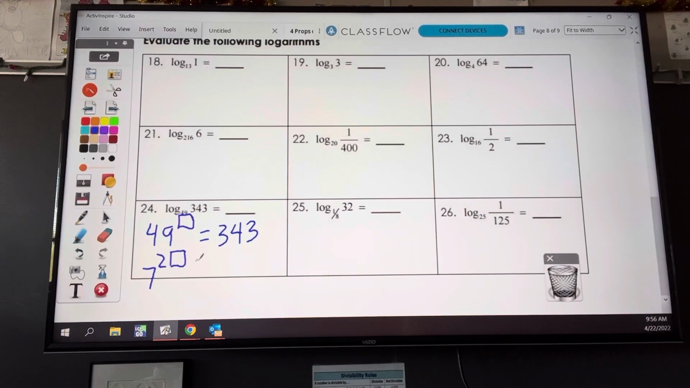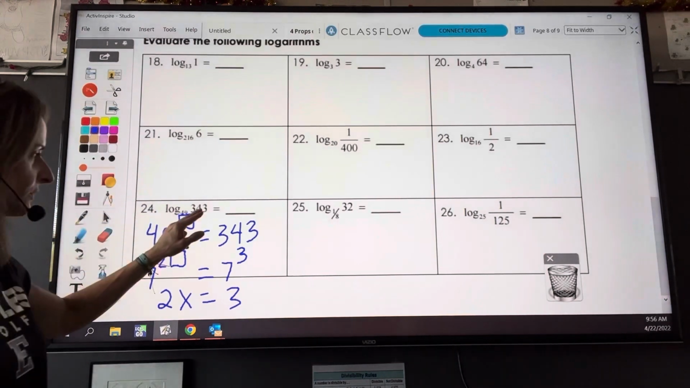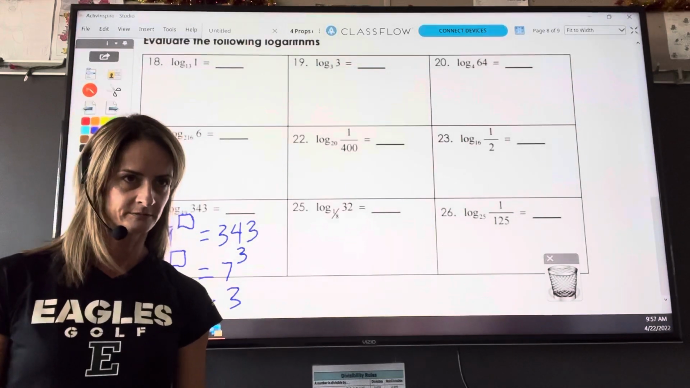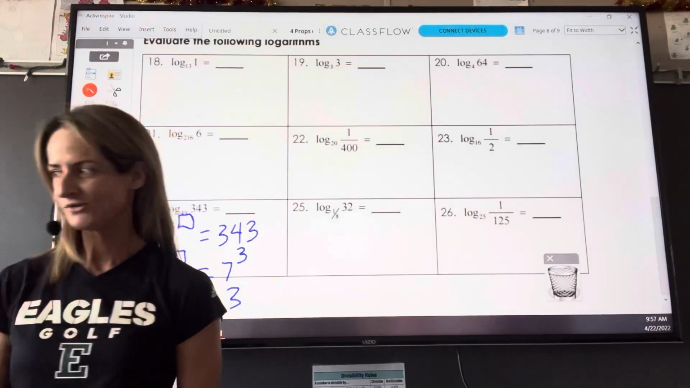There's my box, still putting it in there. And 343 is 7 cubed, I think it is. So I'm just going to call this box an x and just say 2x equals 3. And you can see when you divide both sides by 2, you get 3 halves. So log base 49 of 343 equals 3 halves. How are we doing? Great.